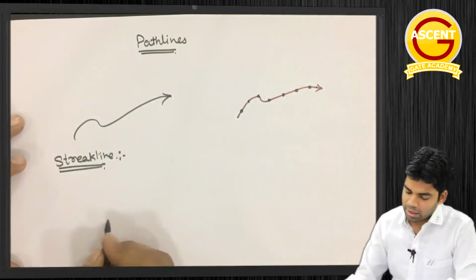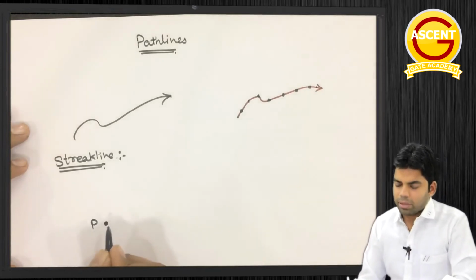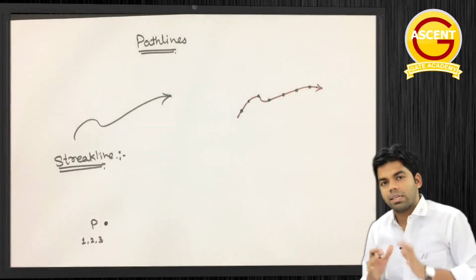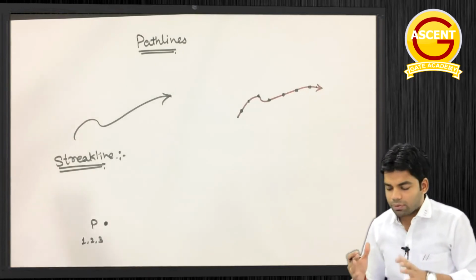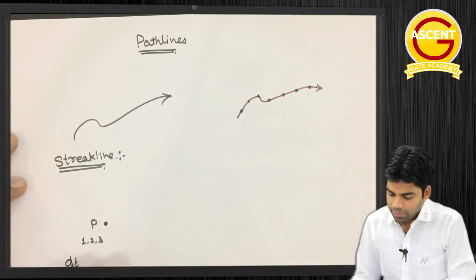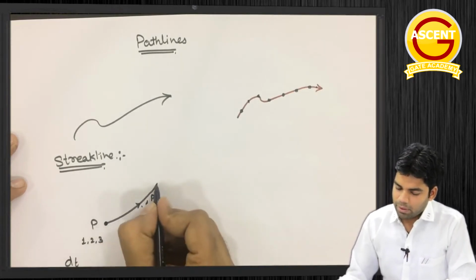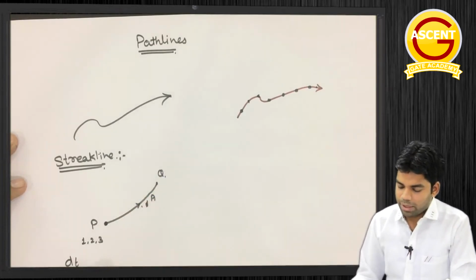Now suppose we are considering a point P, and here I have different fluid particles. Let's suppose particles 1, 2 and 3. These 3 different particles will trace different paths. After time dt, particle 1 has traced the path A and reached the point, suppose Q.